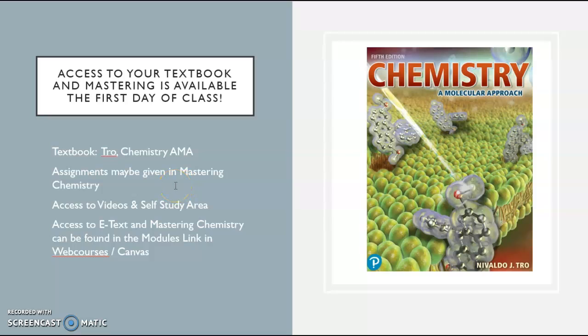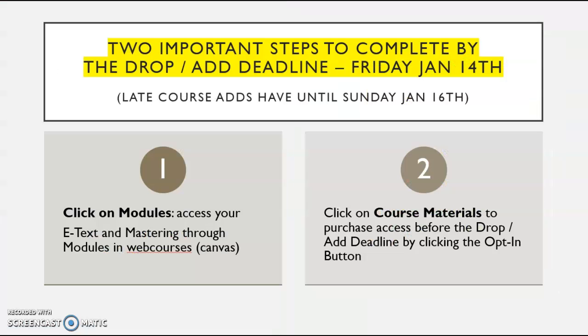Assignments may be given in Mastering Chemistry, and through Mastering you also have access to videos, a self-study area which gives you worked examples, and a whole host of study aids. All of this can be found by signing into web courses and then clicking on modules.